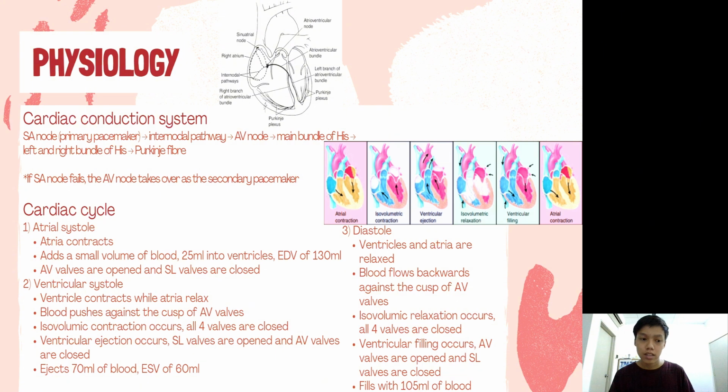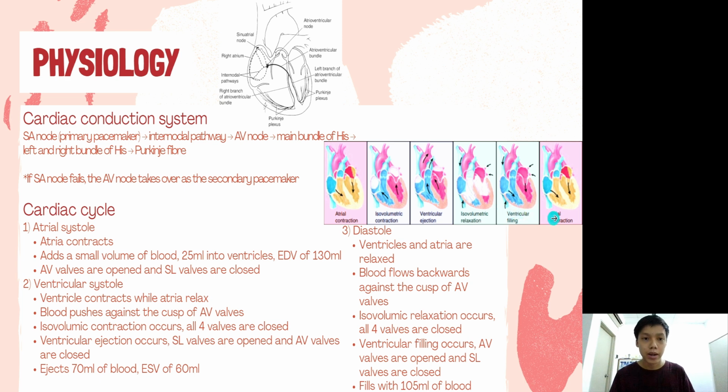So as the blood fills the atrium during ventricular systole, the pressure will start building up, and it will force the tricuspid and mitral valve to open. So here we can see the ventricular filling occurs and the AV valves are forced open while the SL valves are closed. Now this fills the ventricles with 105 ml of blood. So this 105 ml is added to the 25 ml contributed during the atrial systole, and 25 plus 105 equals 130 ml of blood.